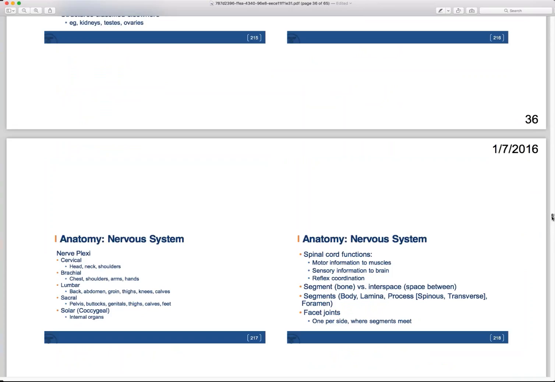All right, so let me just make sure. No, that was the 5s. Okay, so on to the 6s. You should have your need to knows in this area.